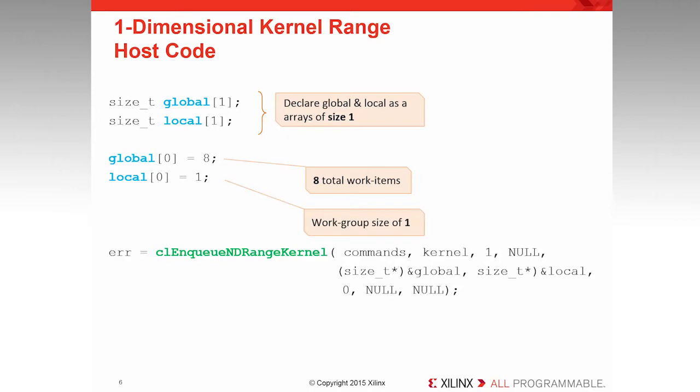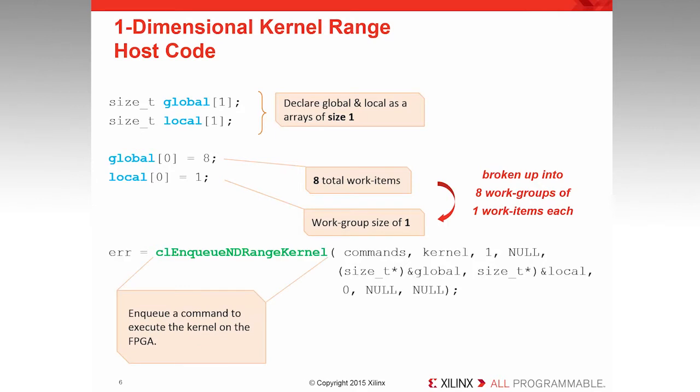The size of local can be between 1 and 8, and it must be a factor of global. In this case, valid local values are 1, 2, 4, and 8. In this example, we use a local value of 1. Next, the host code launches the kernel using the clEnqueueNDRangeKernel API, and it includes pointers to global and local as arguments.